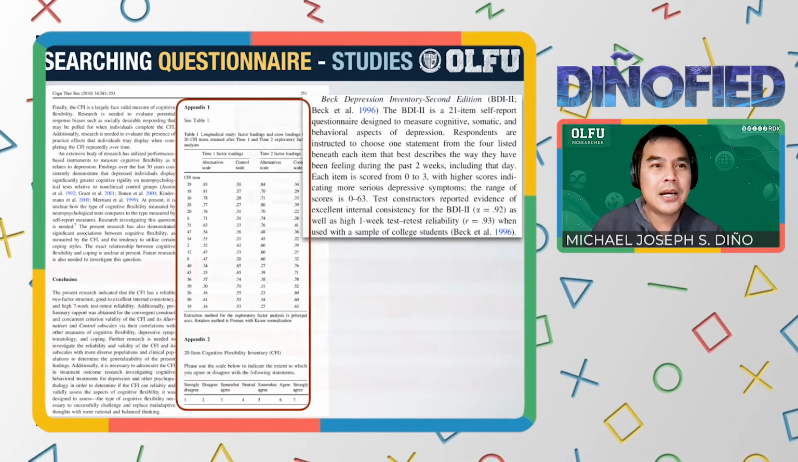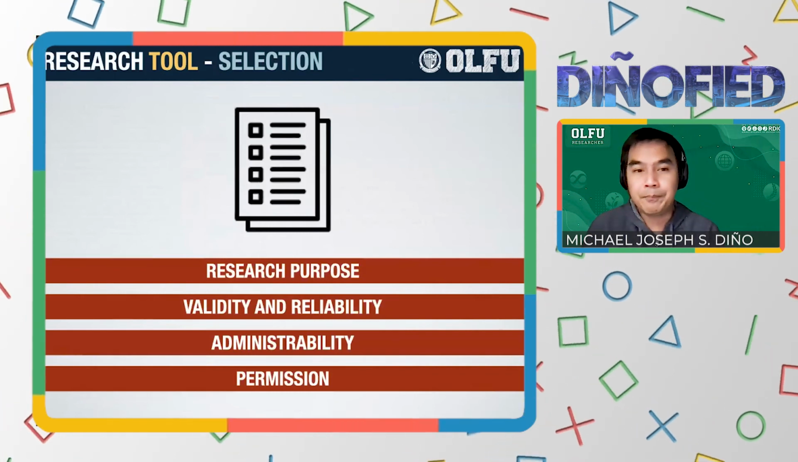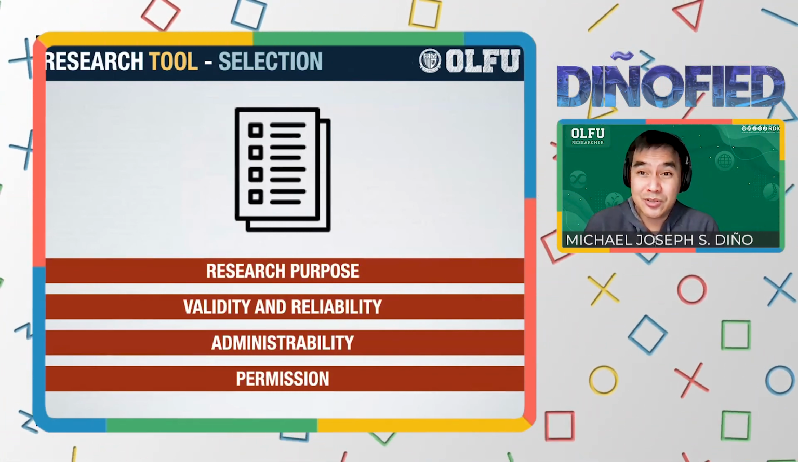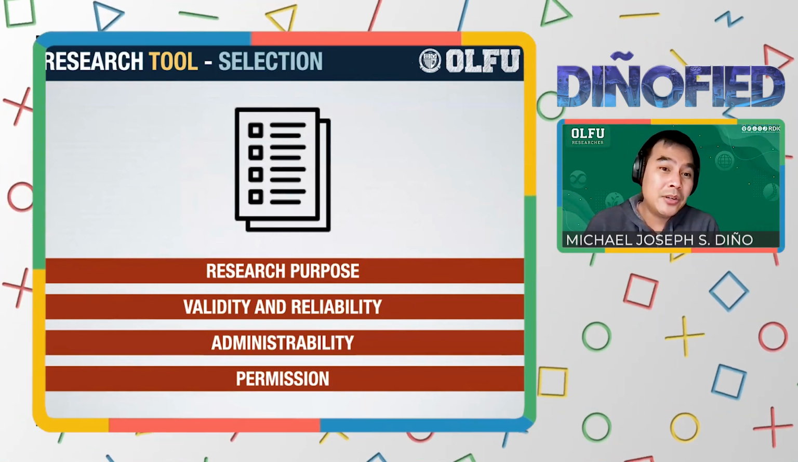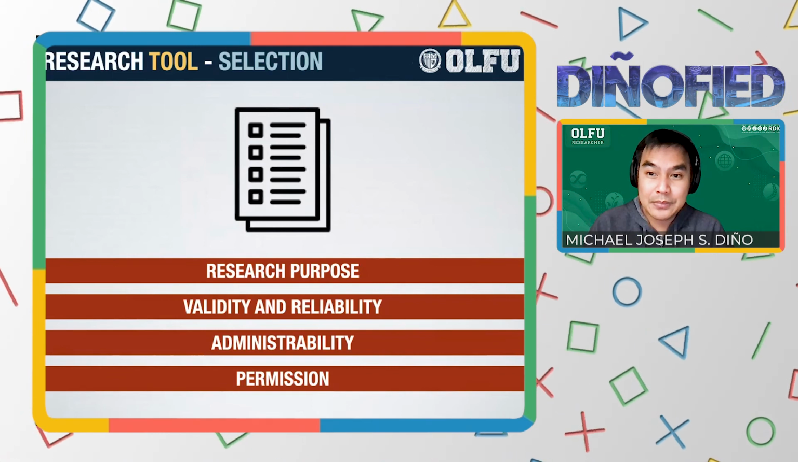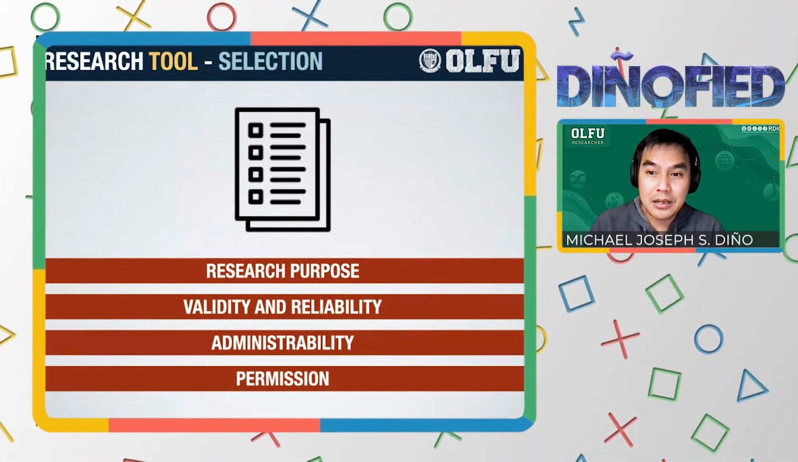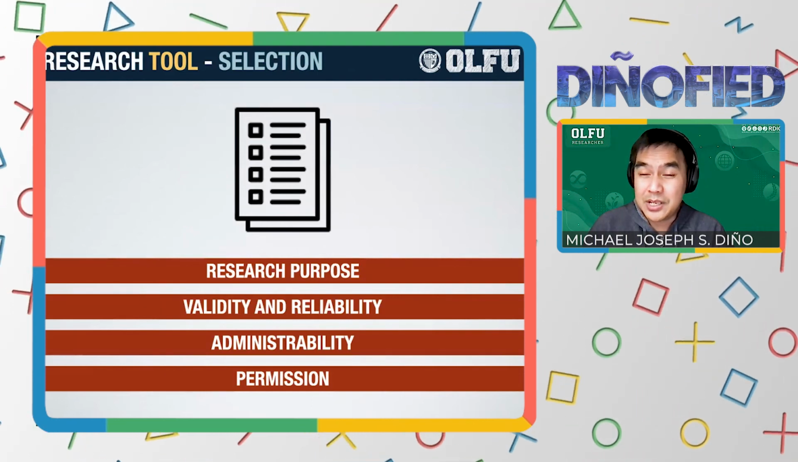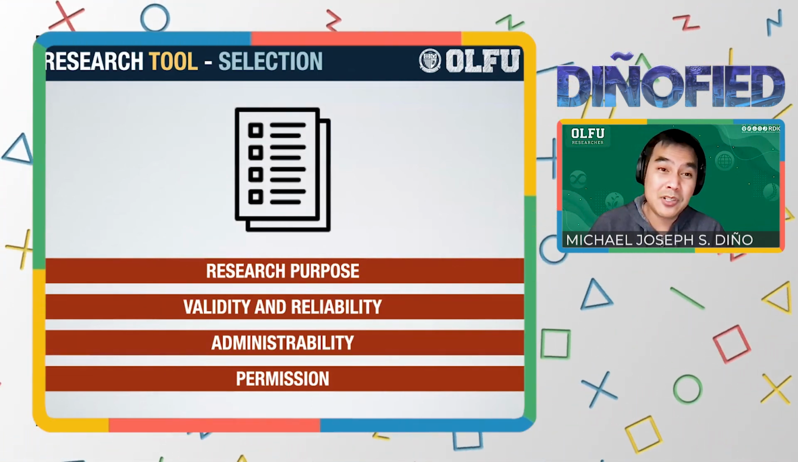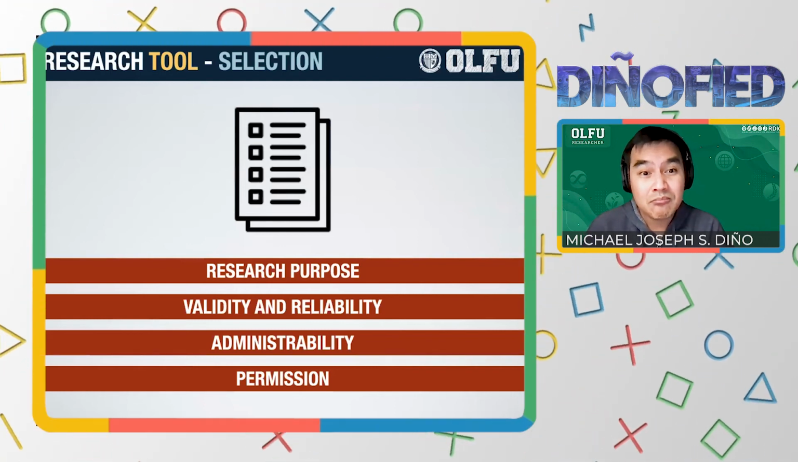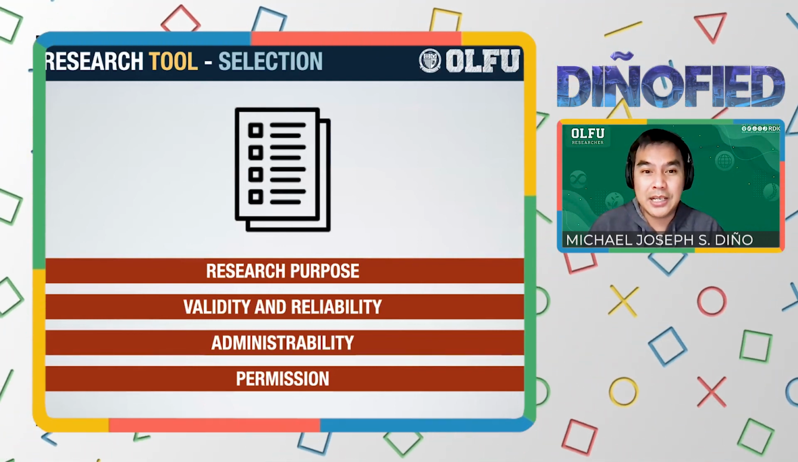So, there are several items that you need to consider. Pwedeng research purpose. Ano ba yung research purpose nyo? Baka similar yung research paper nyo from the previous study na ni-conduct sa ibang bansa. You might as well select that kasi mas fitted yung questionnaire na ginamit.